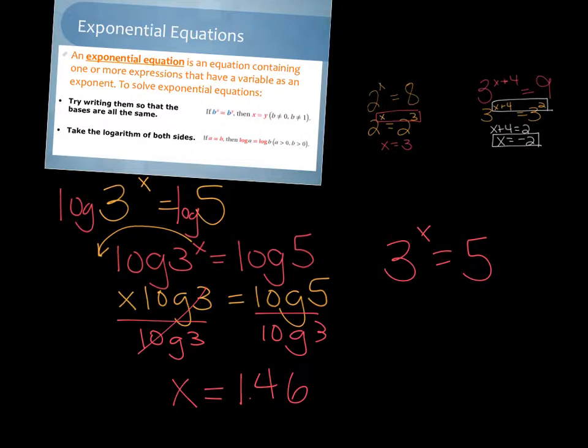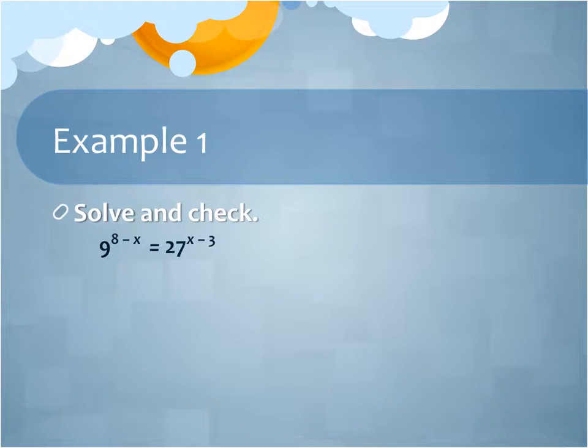So those are the two types that you're going to see with exponential. One where you can change the base to be the same number, and you would just change the base, use the one-to-one property. And the second where you can't, and so you have to find the log of each side of the equation. All right, so try it.